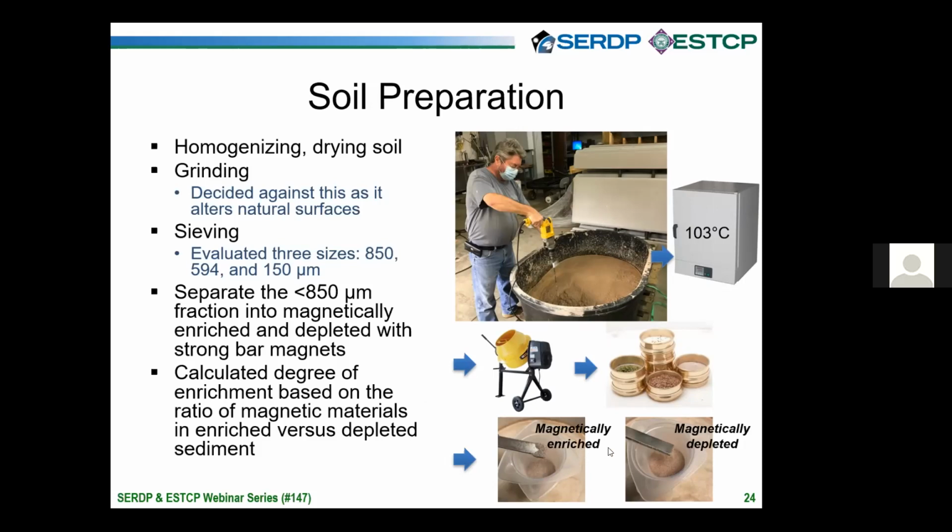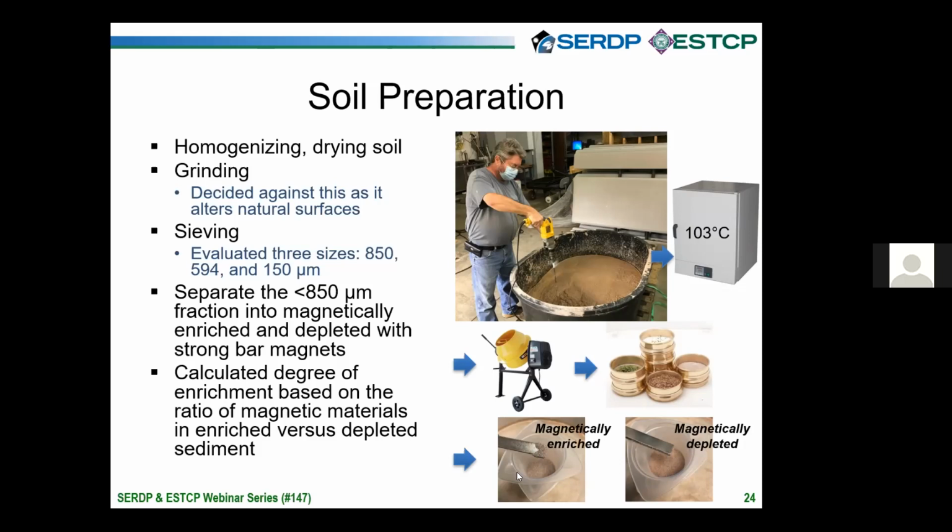So these 2 pictures in the insets show a sample that's been magnetically enriched. You can see the collection of the magnetic particles on the bar magnets. We collect that and then scrape it off to get the enriched fraction. And then in the depleted fraction, you can see there's very few particles that collect there.